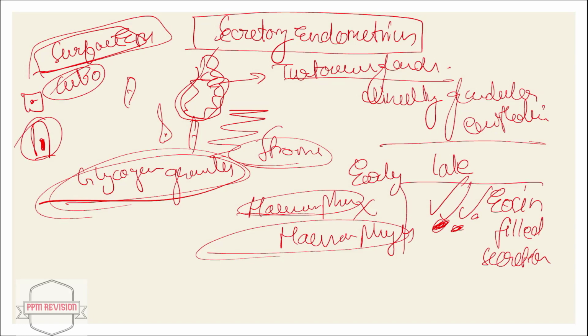Another point we saw was that in the early phase there's not much activity that can be seen, whereas later the secretory activity fills the lumen with eosin filled secretion. So later an eosin filled secretion can be seen.